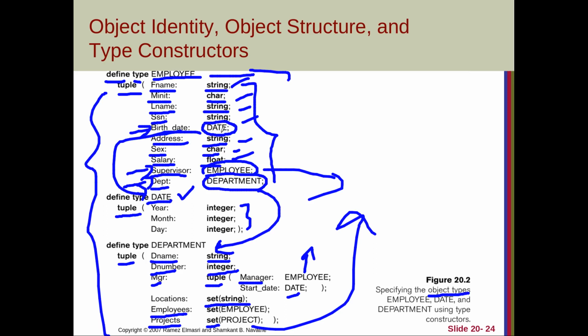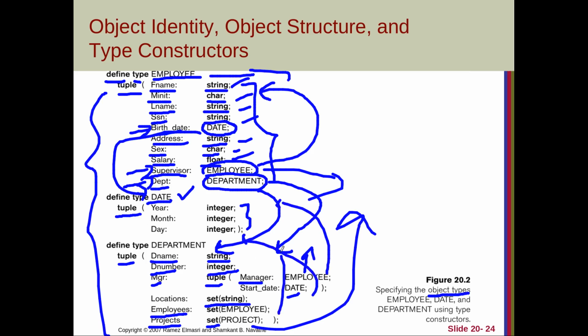So in Employee we have Date, Employee, Department. Employee is connected with Date, Employee and Department itself. The supervisor itself is an Employee, that is why it has a self-reference to the same type, and it has a department which is pointing to the Department type. Similarly, Department is connected with Employee, with Date, again with Employee, and with Projects, which is again another type. So this is the way we are creating the structure in object-oriented databases.